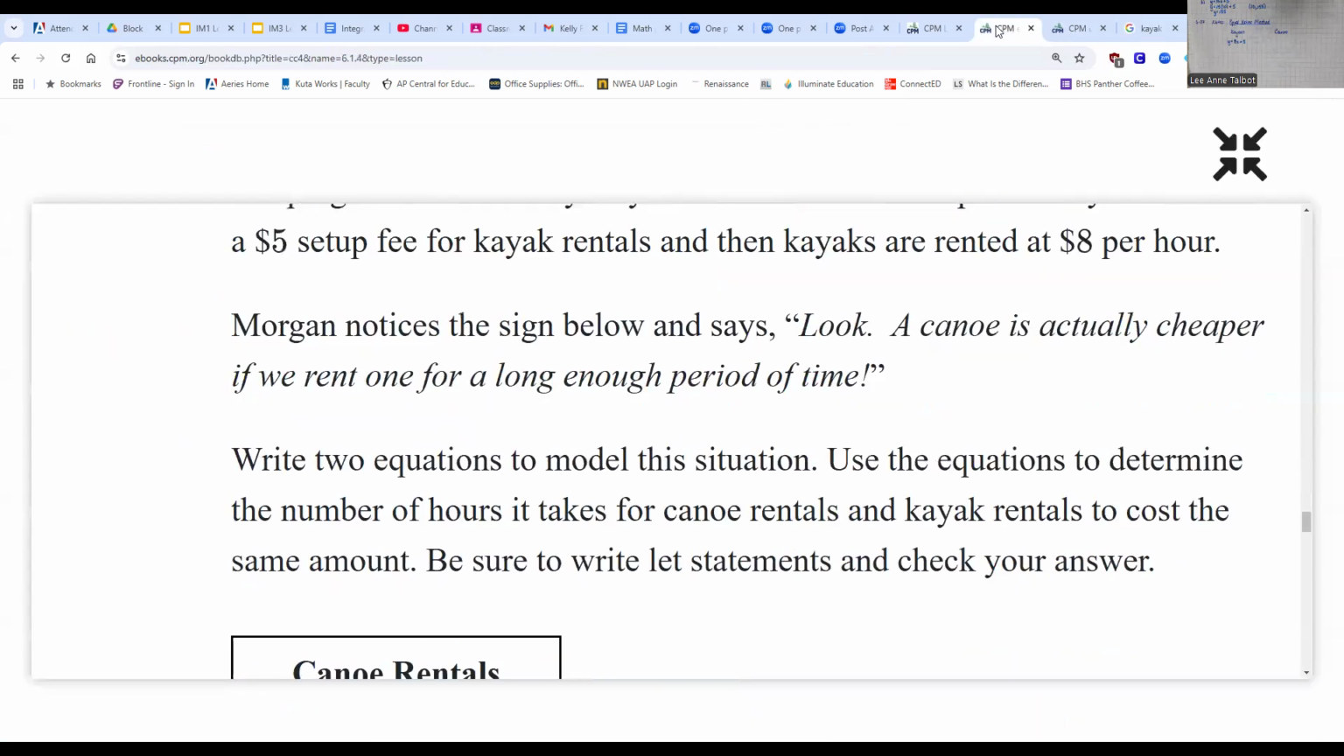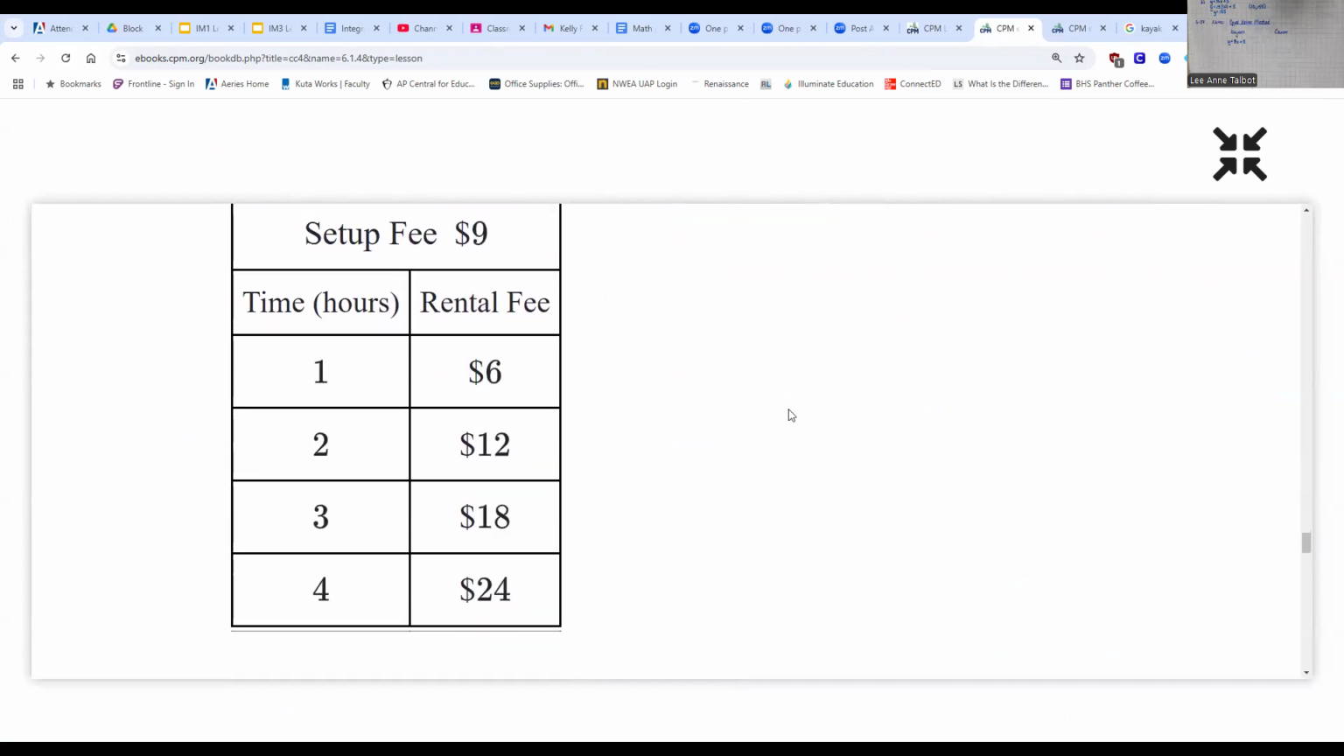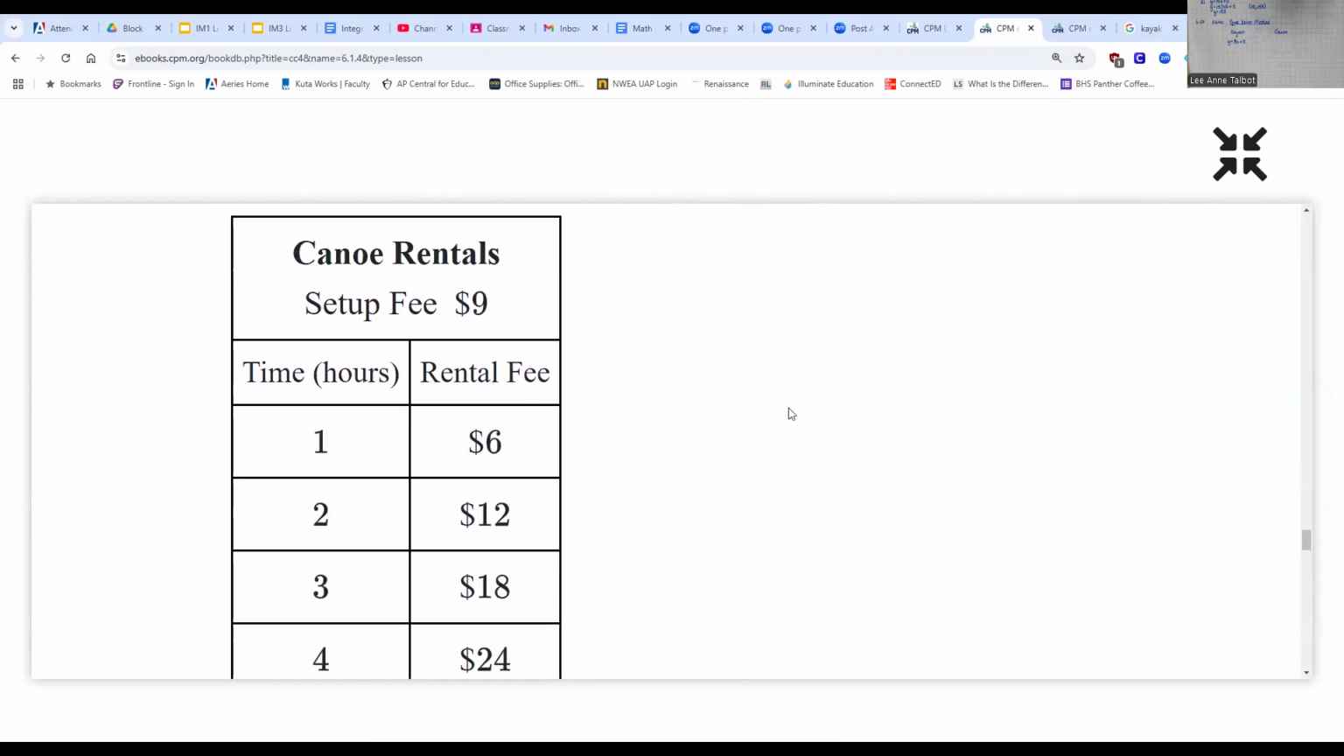Okay, where was I? Oh, yes. Look, a canoe is actually cheaper if we rent one for a long enough period of time. Okay, here is the canoe rental chart. Okay, what is the chart going up by? $6. And what is the setup fee? 9.